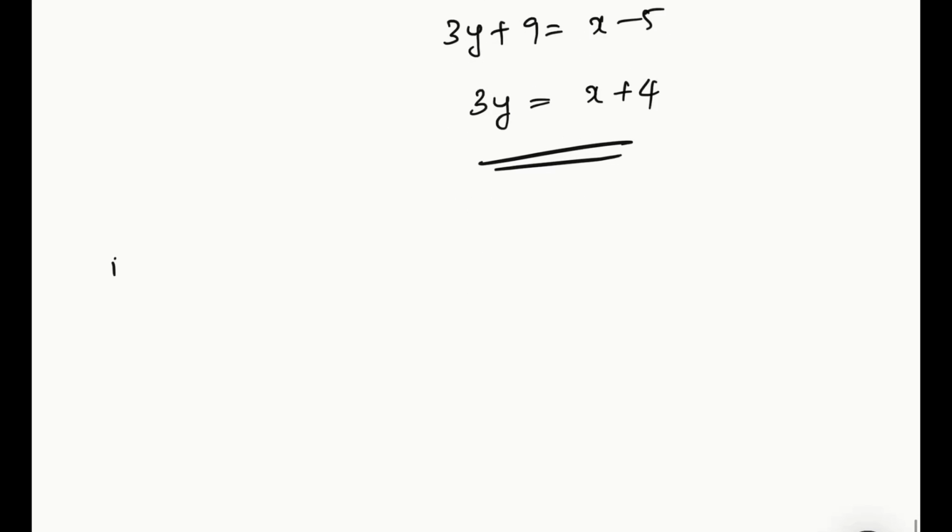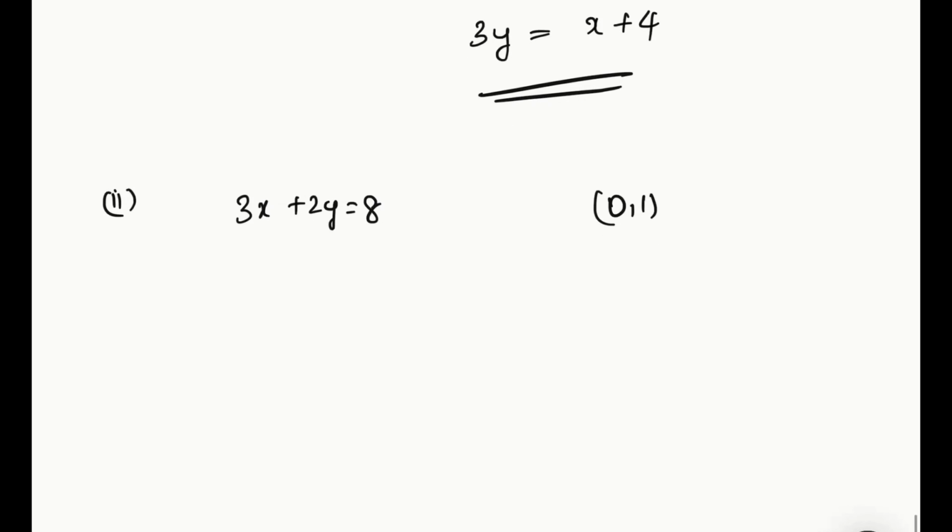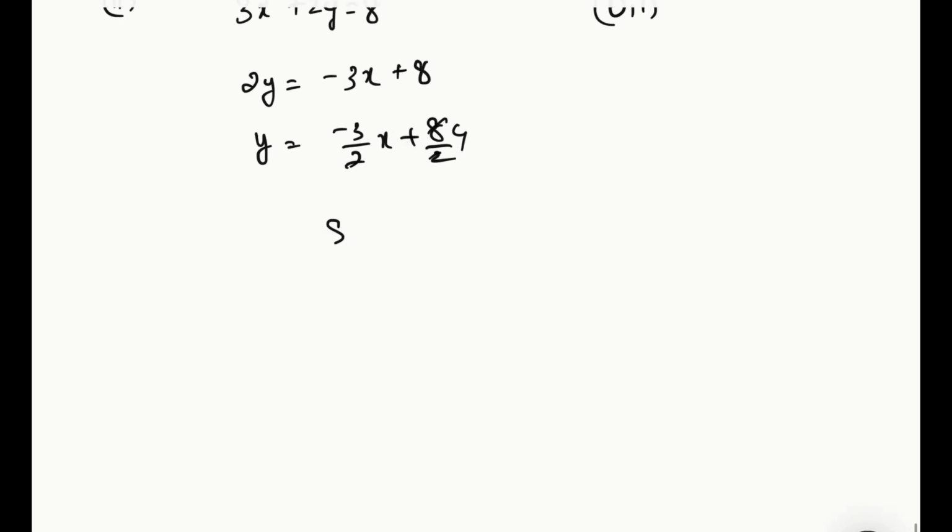So let me do the second sub question now. The equation is given to us: 3x + 2y = 8, parallel, through the point (0, 1). Okay. So again, how will you find it out? You can do it in the same way. 2y = -3x + 8. y = -3/2 x + 8/2. That will be 4. Okay. So you get slope equal to -3/2.